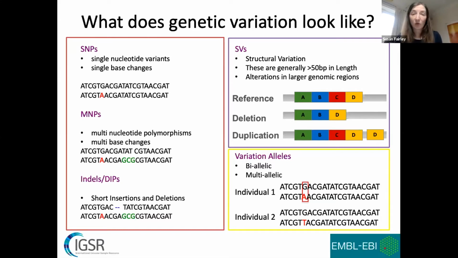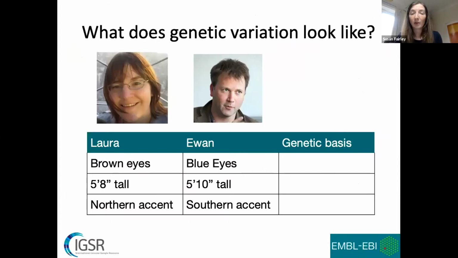Okay, so that's talked a little bit about the molecular level, what variation looks like. But what does it look like when we move on from that? So these are 2 of my colleagues. On the left, we have Laura, and on the right, we have Ewan.